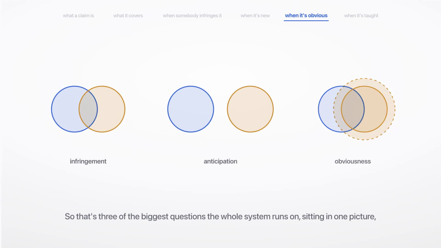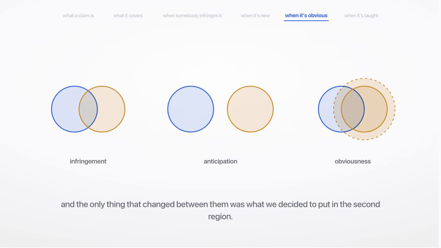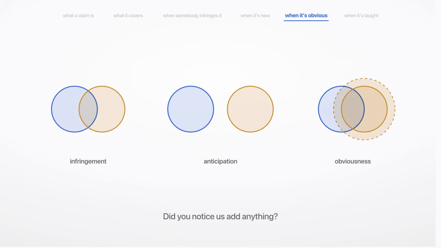So that's three of the biggest questions the whole system runs on, sitting in one picture, and the only thing that changed between them was what we decided to put in the second region. Did you notice us add anything? We relabeled a circle. Twice.